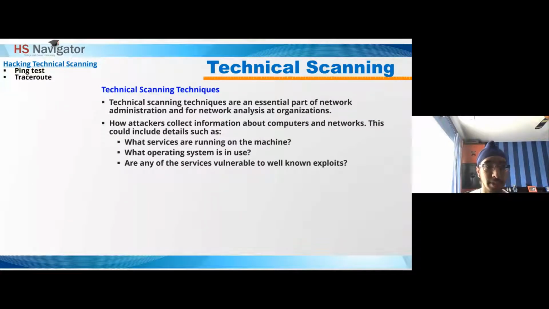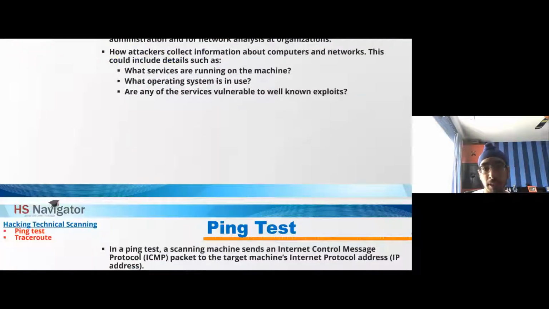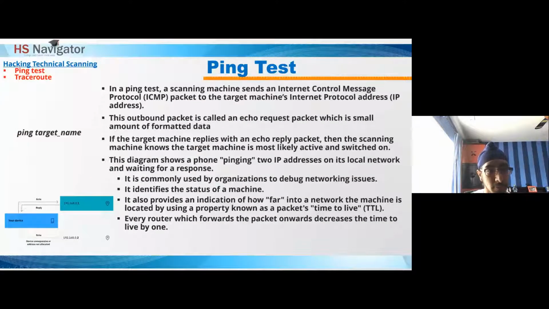And there are some technical scanning techniques which you can do. Technical scanning is an essential part of network administration. It lets you collect information about computers and networks and see what services are actually running on the network. An example of this is ping tests, where a machine sends an Internet Control Message to a target IP address, and it gets back everything that's running on that machine. It echoes it back, and it's commonly used by organizations to debug networking issues, to see what's wrong with this network and why it isn't running.